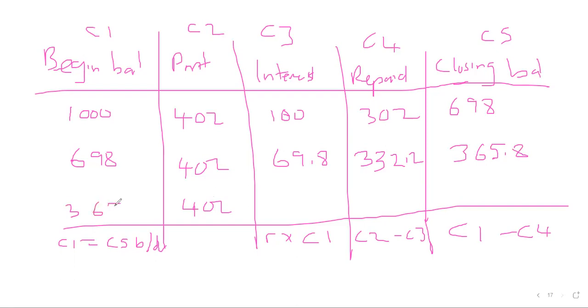Yes. Then what do we do to this opening balance? We multiply it by 10% to get the interest. 10%, correct, which is what? 86.58. Then what do we do to get this column here?